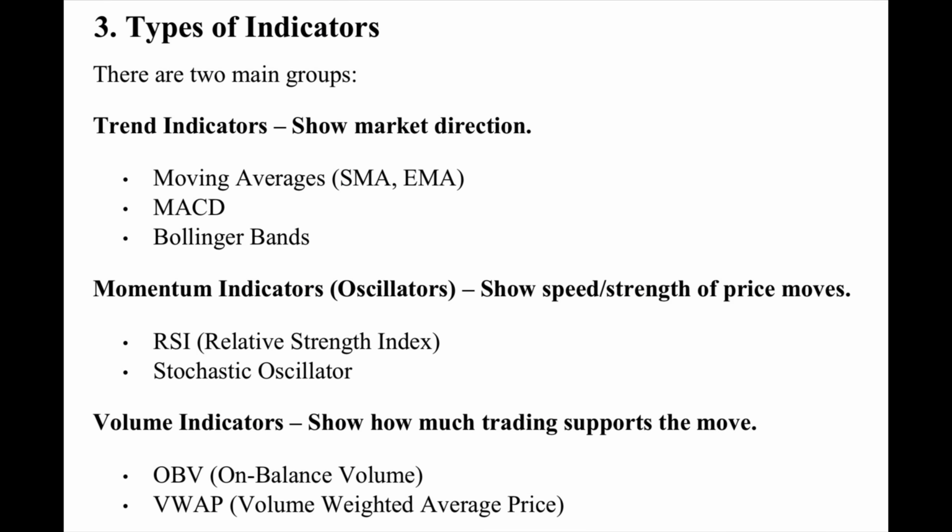So now that we have a bit of an understanding of what indicators are and why we use them, we can go ahead and go into the different types of indicators. Types of indicators. There are two main groups. Trend indicators show market direction, which are moving averages, SMA and EMA, MACD, and Bollinger bands. Momentum indicators, which are called oscillators, show speed and strength of price moves: RSI, relative strength index, and stochastic oscillator. Volume indicators show how much trading supports this move: OBV, on balance volume, and VWAP, volume weighted average price.